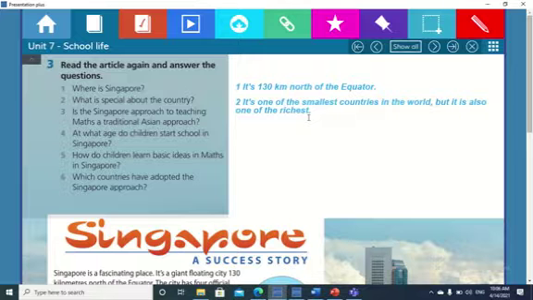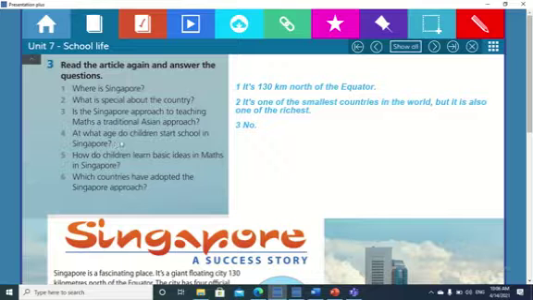It's one of the richest. Is the Singapore approach to teaching maths a traditional Asian approach? Is it a traditional way, an old way of teaching maths? Of course, in the text you can guess that it's no. They have quite a unique, a special approach, a special way of teaching maths.